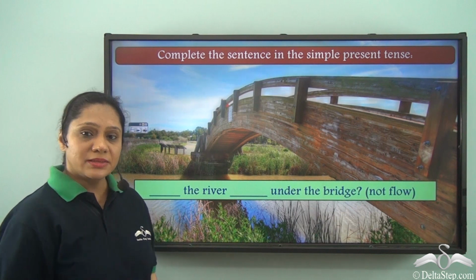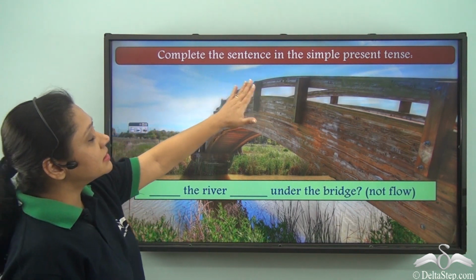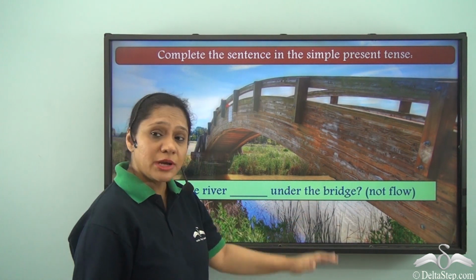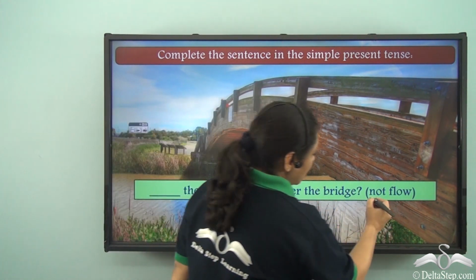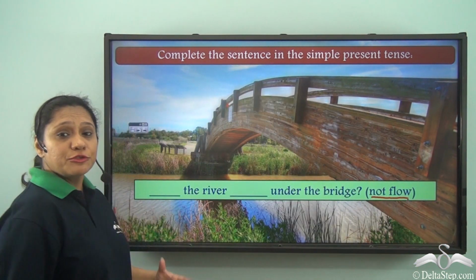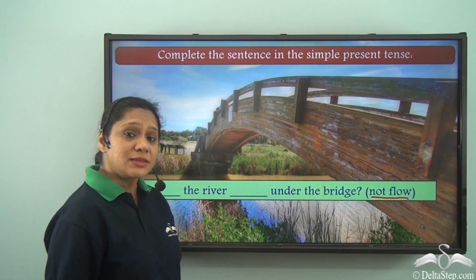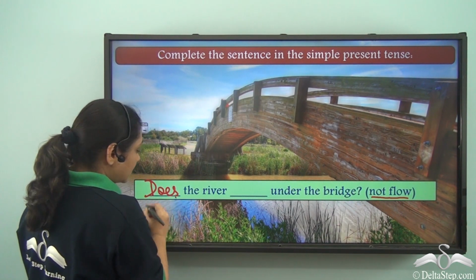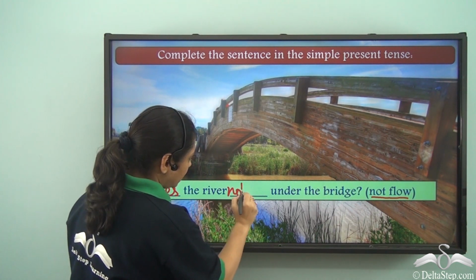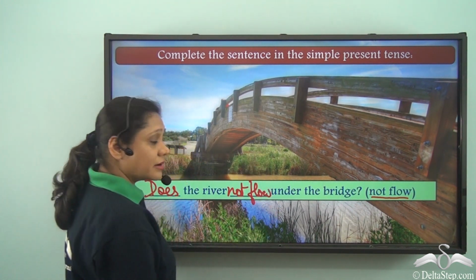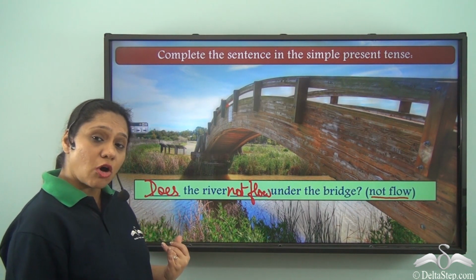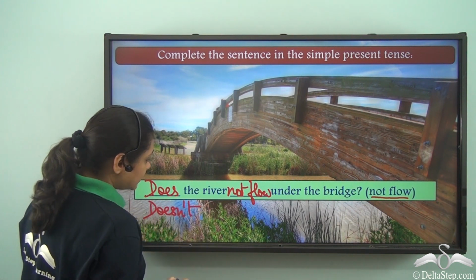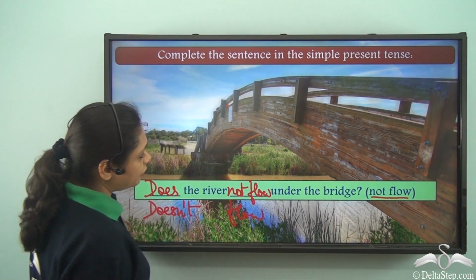Let us do this exercise now. Complete the sentence in the simple present tense. Dash the river, dash under the bridge, and the verb given to us is flow. So we have to form a negative interrogative sentence. How do we form that? We will write, does the river not flow under the bridge, or we can use the contracted form to write, doesn't the river flow under the bridge?